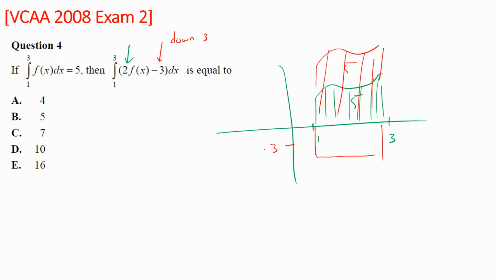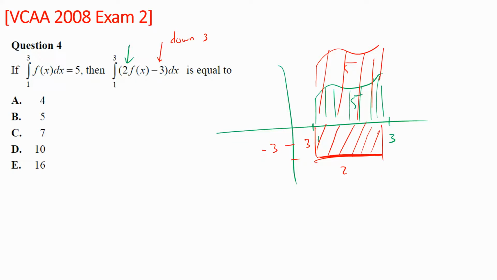This is negative 3. It's gone down by 3, so that's 3 units, and we know the width from 1 to 3 is 2. So this rectangle is how much you're removing because you're shifting it down. The net area is different now. There was 10 on the top.